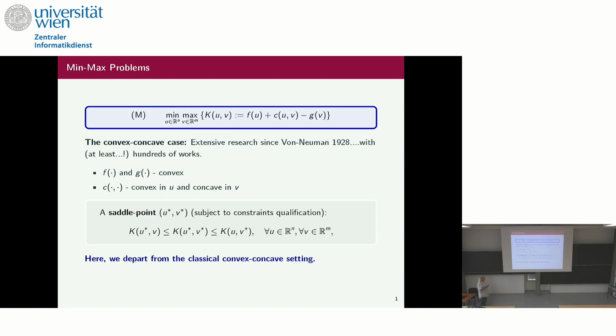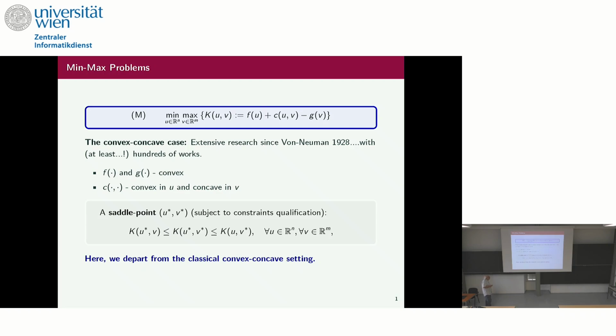So, of course, we are all familiar with the convex concave case. The research goes back to von Neumann. Thousands of papers have been written on that, and there are still things that can be improved there. I'm not going to discuss this. That's where essentially all the data are assumed to be convex, and of course, the coupling term is convex in u and concave in v. And as we know, there's some standard constraint qualification. When we solve the min-max problem, we are searching for a saddle point which satisfies this inequality. And that's more or less the story of the convex case.